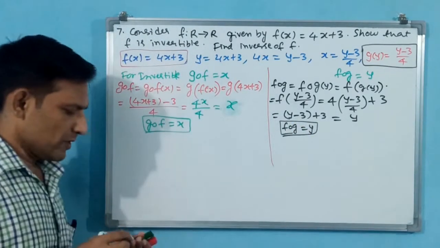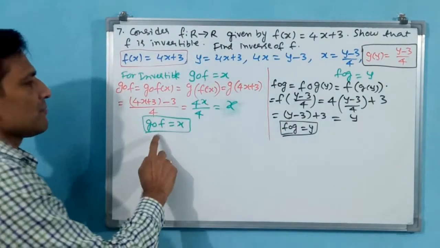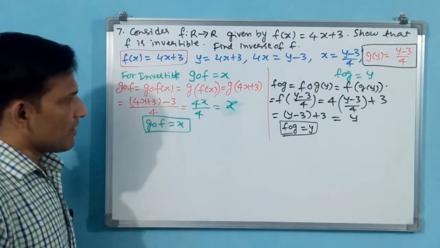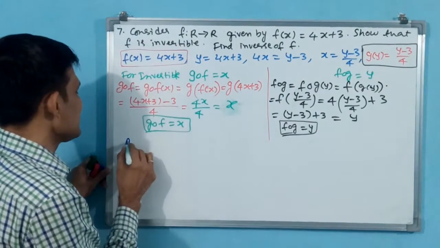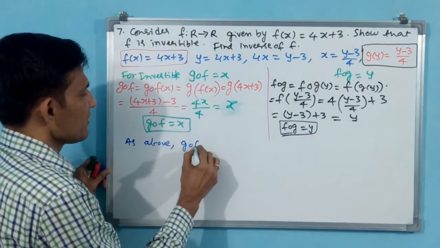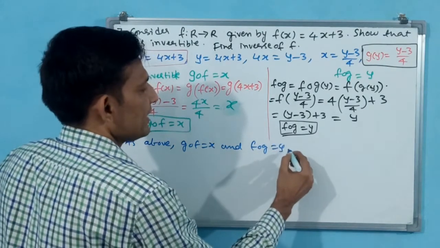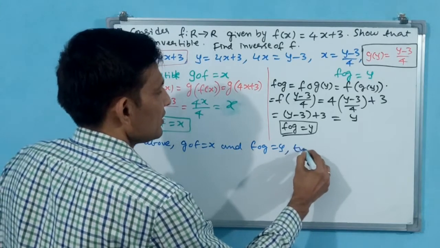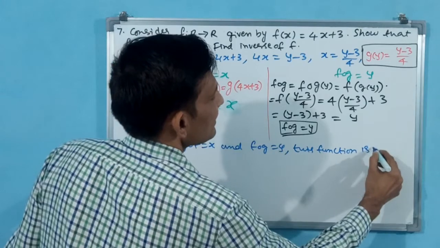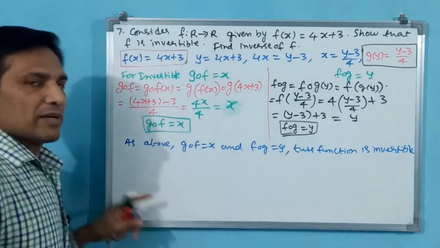Now what do you write here? See, whatever was required has come. GOF is equal to x has come. FOG is equal to y has come. You write like this, what I am writing, you see. As above, GOF is equal to x and FOG is equal to y, so this function is invertible.